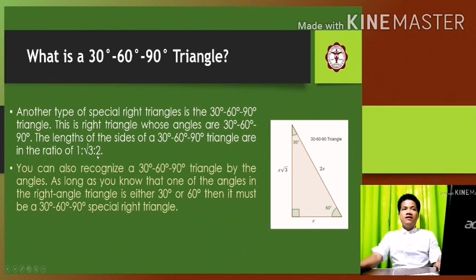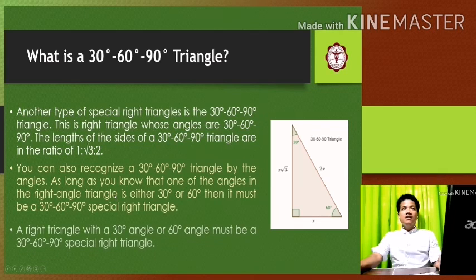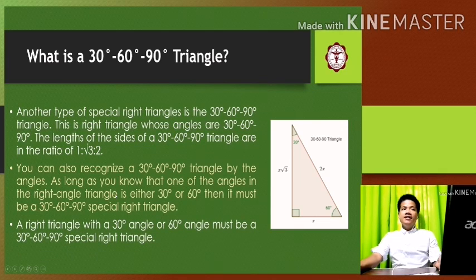We can also recognize a 30, 60, 90 triangle by the angles. As long as we know that one of the angles in the right triangle is either 30 degrees or 60 degrees, then it must be a 30, 60, 90 special right triangle.